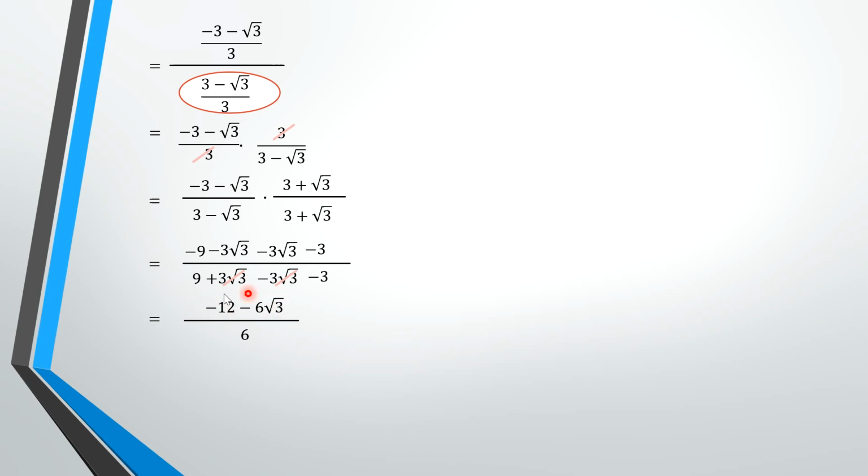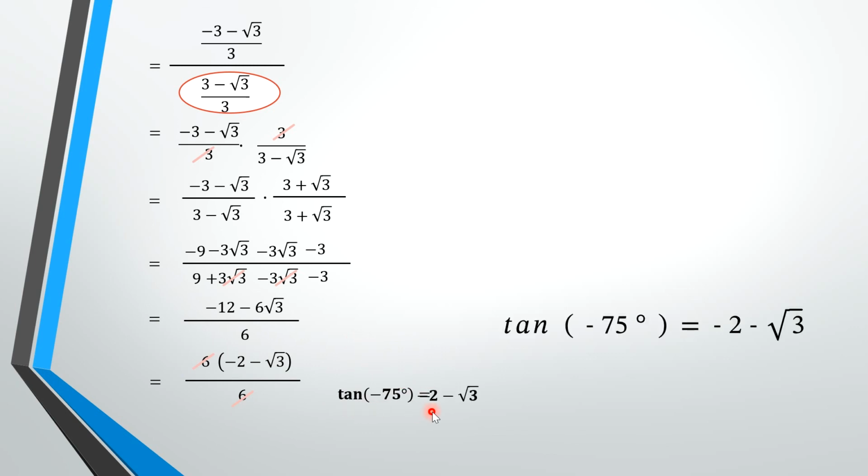And if you will observe, our numerator is factorable. So, that is equal now to 6 times the quantity negative 2 minus square root of 3. And we simply copy the denominator 6. So, this time, we can now cancel both 6. And the exact value now of tangent negative 75 degrees is equal to negative 2 minus square root of 3.